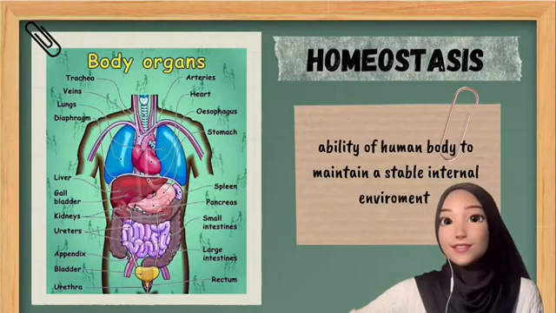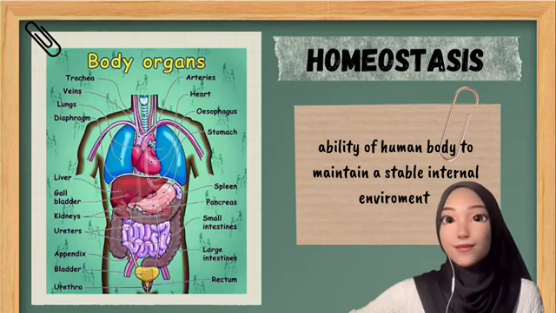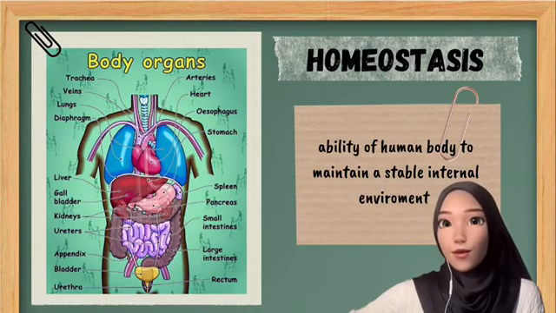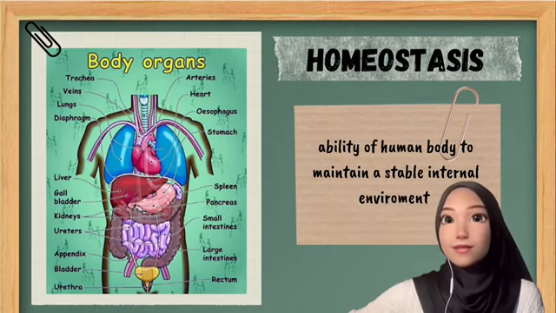So for today's lessons, we will be learning about the chapter Homeostasis. What is homeostasis? Homeostasis is the ability of human's body to maintain a stable internal environment. And as you guys can see from here is the body organs of humans, and kidney is the organs that are responsible for the process of homeostasis.